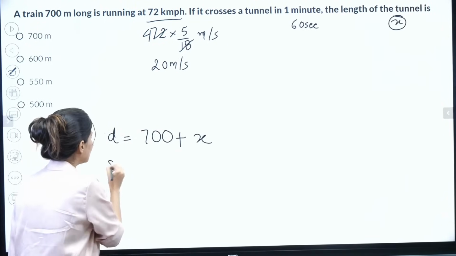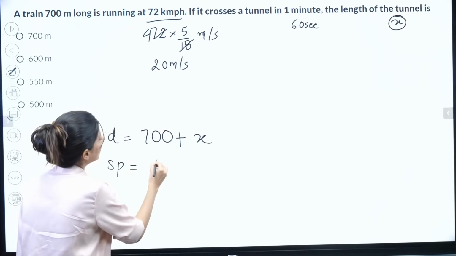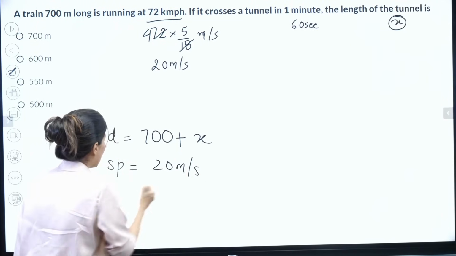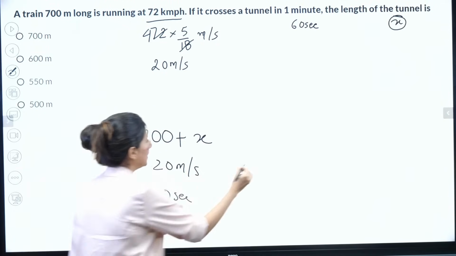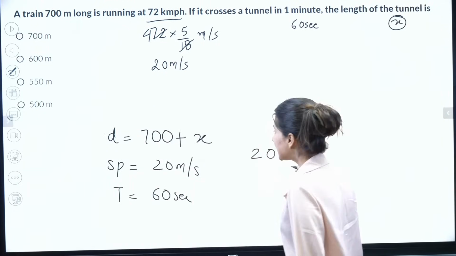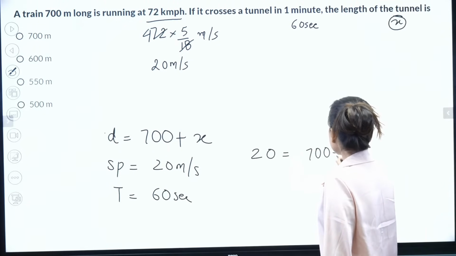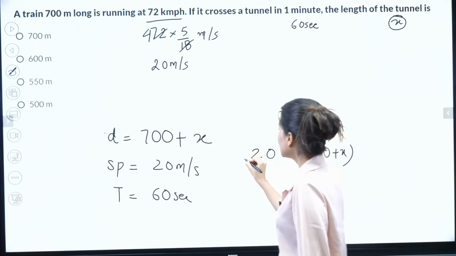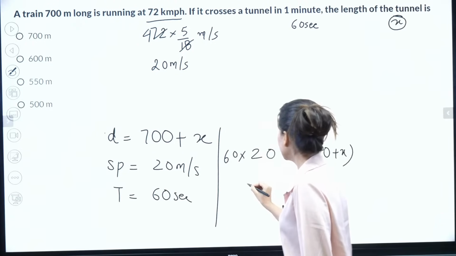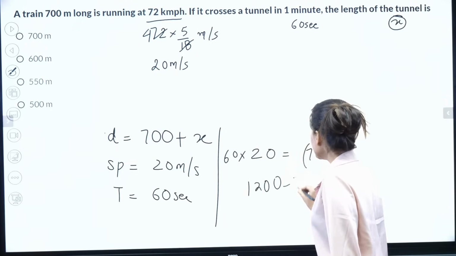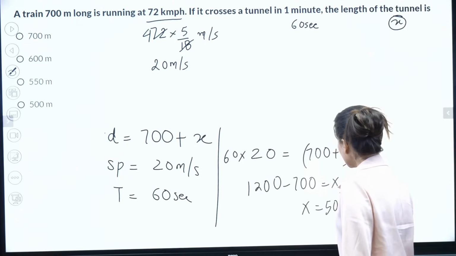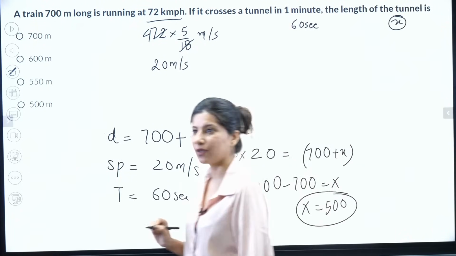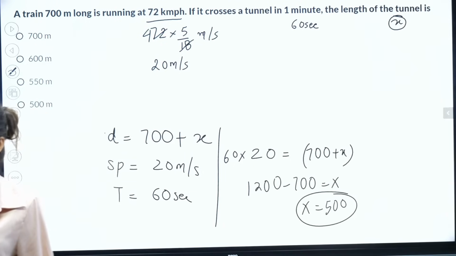So this is distance. What is your speed? 20 meter per second. And what is the time? 60 seconds. So speed is equal to distance, which is 700 plus x, and speed into time we have to multiply over here. So clearly 1200 minus 700 is equal to x. x is going to be 500, which is absolutely right.